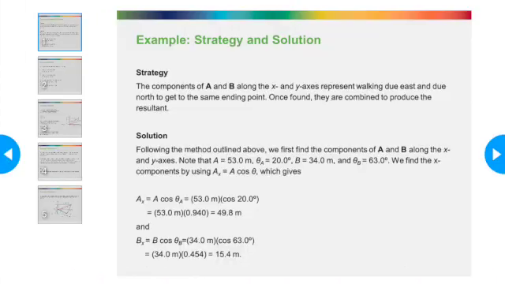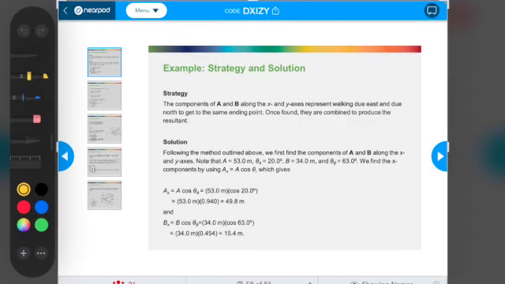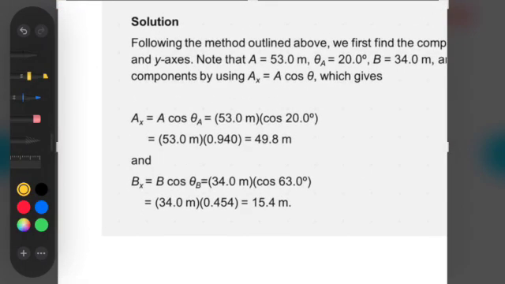So here is our solution for that situation. We are going to write some of this down here. So the process, we want to write down the process. For Ax and for Bx, Ax is A cosine theta A, so the angle for A specifically. That's 53 meters times cosine of 20, which gives us 49.8 meters. Bx is B times cosine of theta B, again the angle for B. So that's 34 times cosine of 63, which is 15.4 meters.